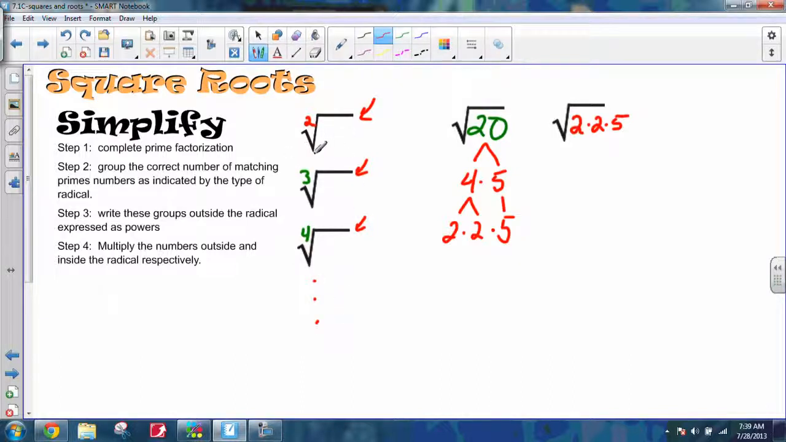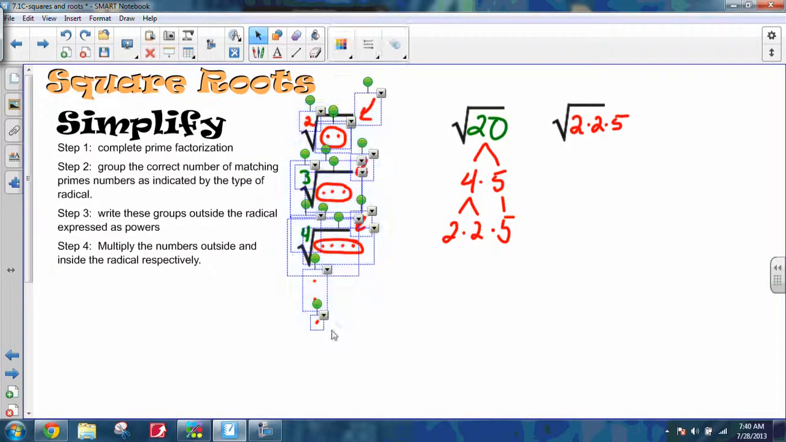Now, one of the purposes of the type of root is to indicate the number of identical numbers needed to make a group. So, for a square root, you need 2 identical numbers to make a group. And for cube roots, you need 3 identical numbers to make a group. Catch the pattern? How many identical numbers do you need for a fourth root? Well, that's right. You'll need 4 identical numbers for a fourth root. So this goes on and on and on. Fifth root needs 5, so on and so forth.